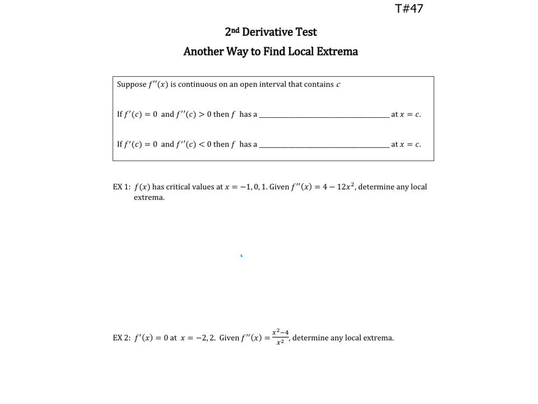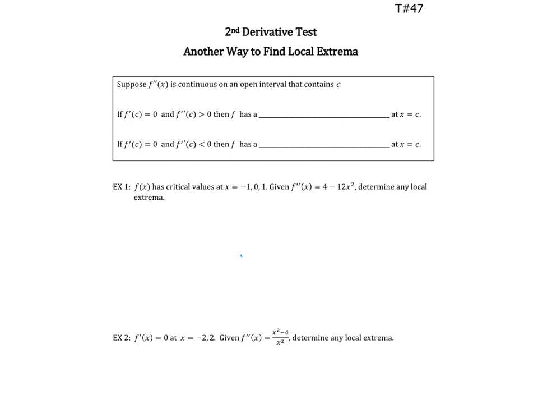Right, topic 47, the second derivative test. What's weird about this is it's a way to find extrema, local extremes, using the second derivative. We talked about concavity and points of inflection, but there's a certain type of question where this test is used. So let's think about what it's saying.